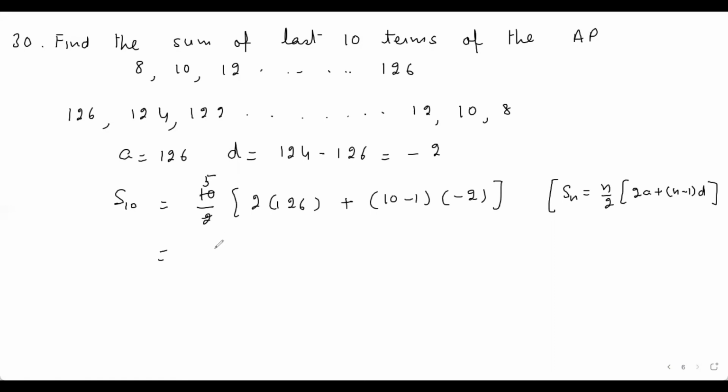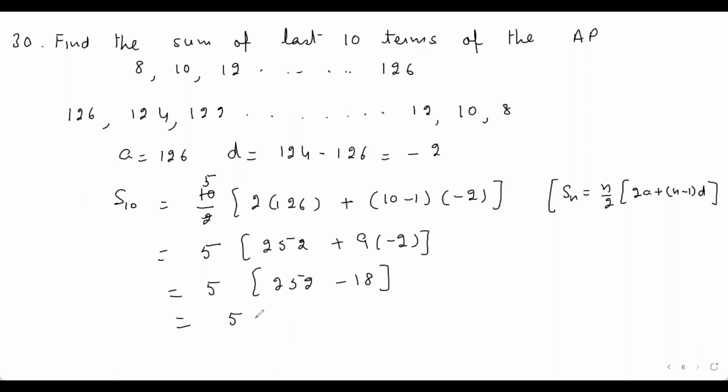By this time, you all know this formula. 5, this is 252 plus 9 into minus 2. That is 5, 252 minus 18. This is equal to 5 into 234. That is equal to 1170. So that is the answer.